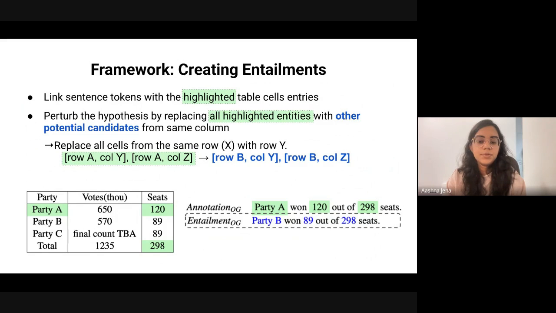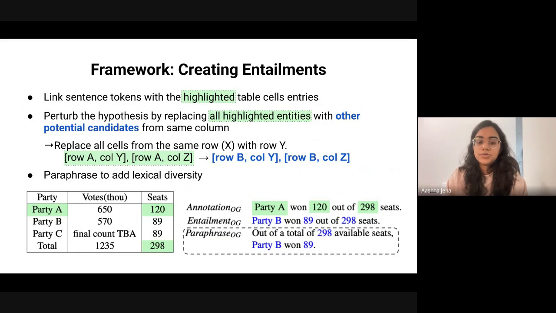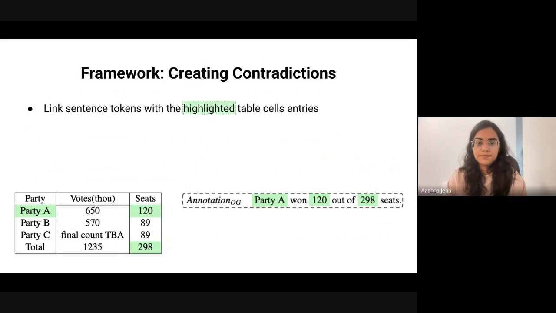what I need to do for making entailments is replace all highlighted cells with potential candidates from the same column. While doing this, I also have to make sure that if 2 or more entities are coming from the same row, for example, party A and 120 here, they are simultaneously replaced with something else from a different row. We also paraphrase sentences to add lexical diversity to our dataset.